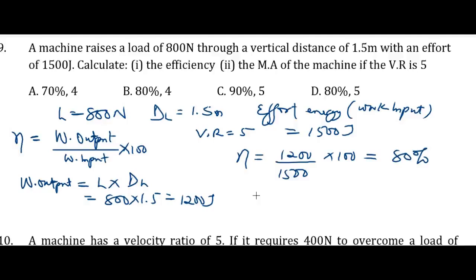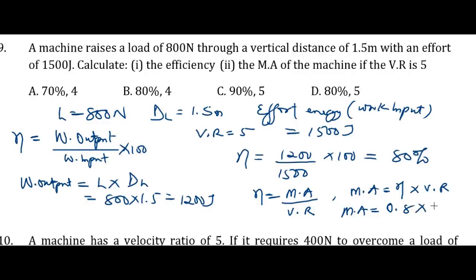So let's find the mechanical advantage. Now you know that efficiency is mechanical advantage over velocity ratio, and you know that mechanical advantage is efficiency times velocity ratio. So mechanical advantage will now be, our efficiency is 80%, that's 0.8, times the velocity ratio given to us, which is 5. So the answer to this question is 4. So we have 80% and 4. Therefore, option B is the correct answer.